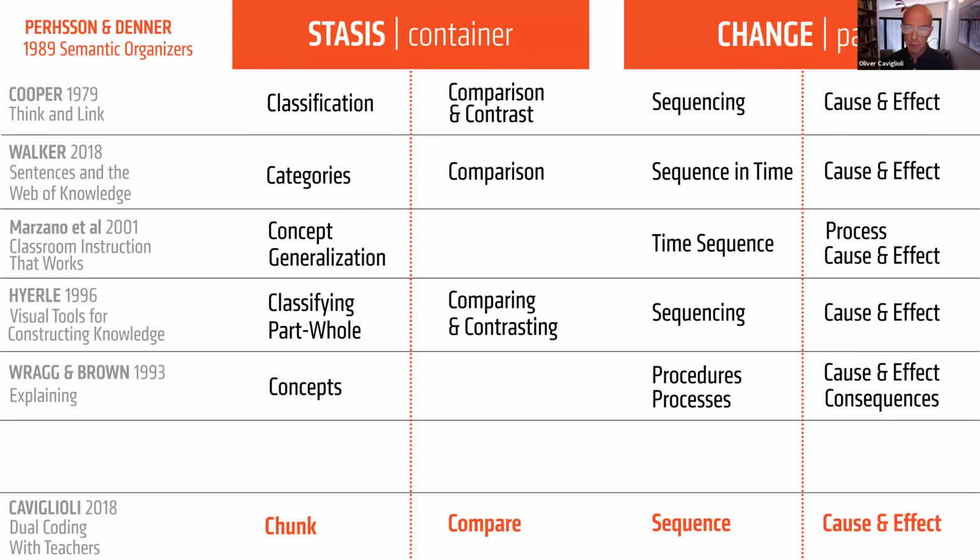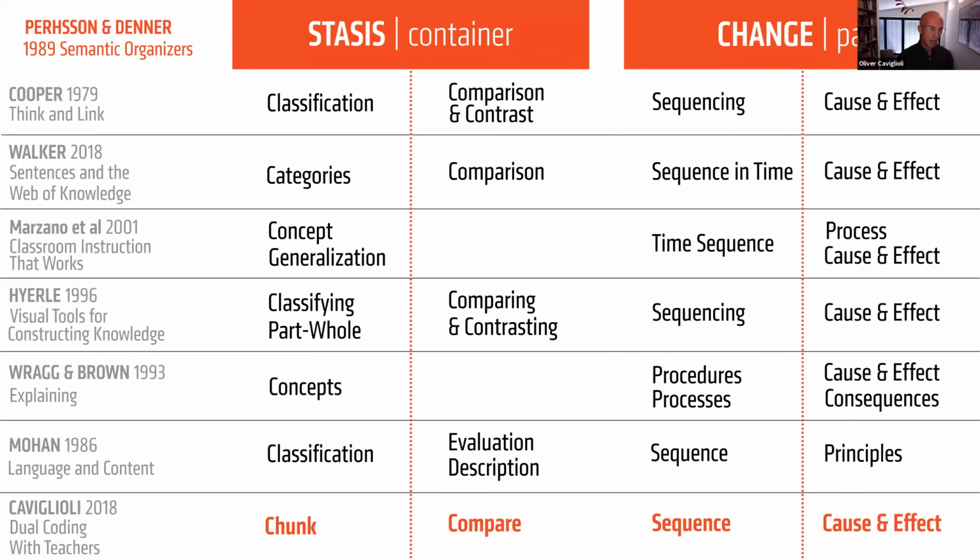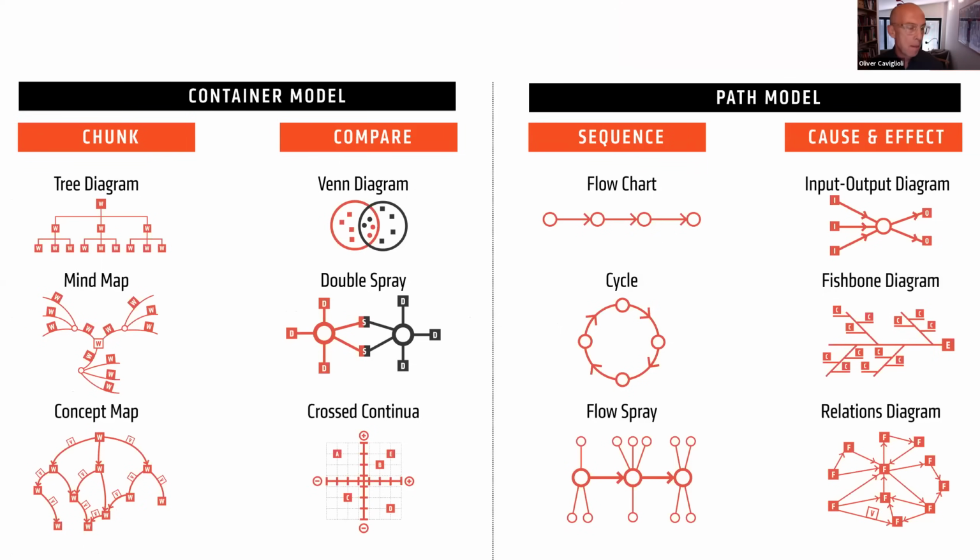Again, I didn't find anything on comparing, but I'm sure it was in there. And Bernie Mohan, those of you who are teaching English as a second language, his wonderful work has the same things. So it's not just Oliver. So there we are, the four main types of graphic organisers, I think intelligently classified under these two main models, which fits in with metaphor.